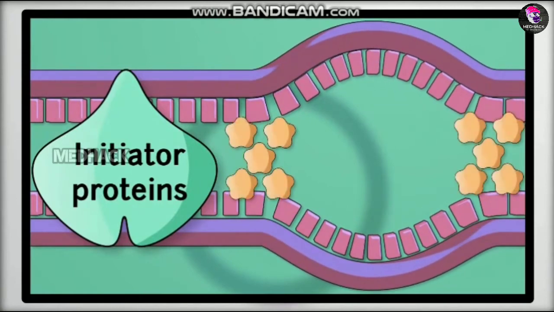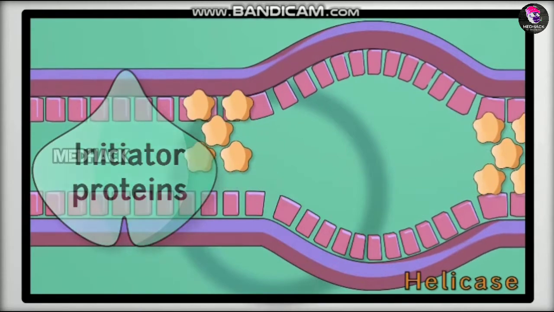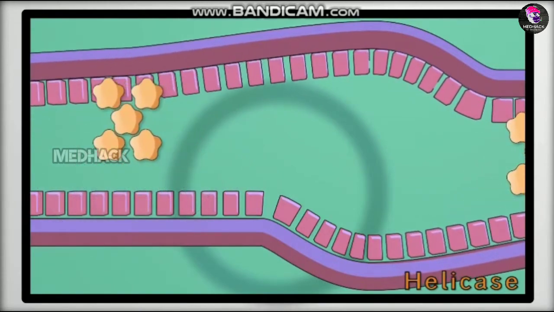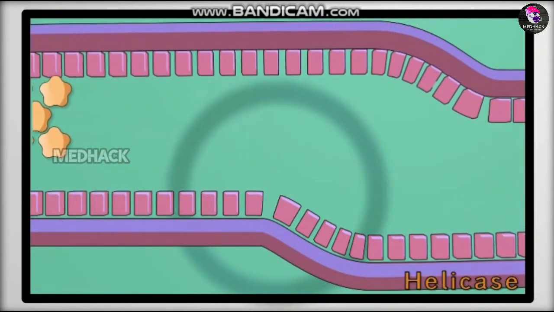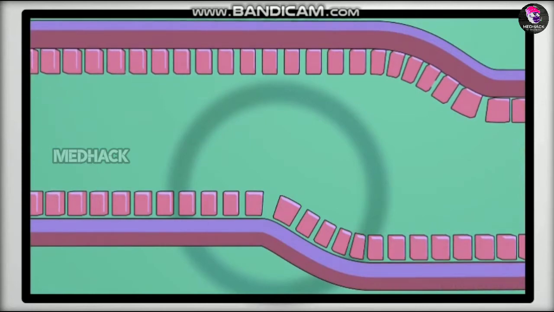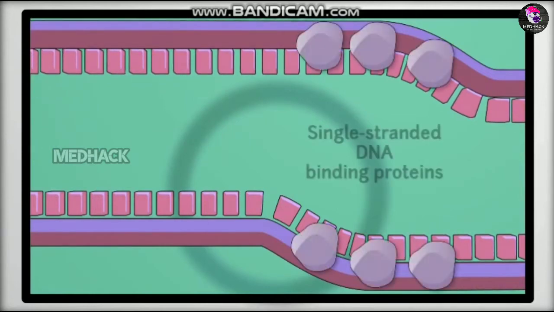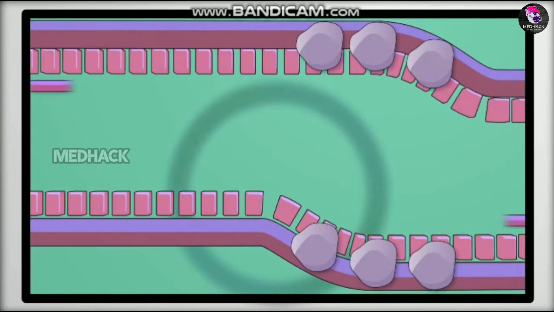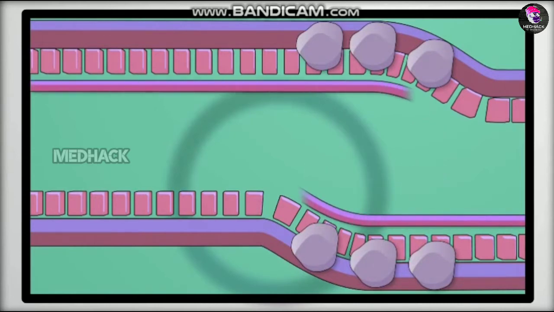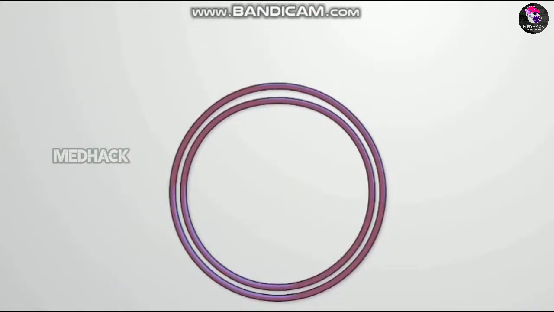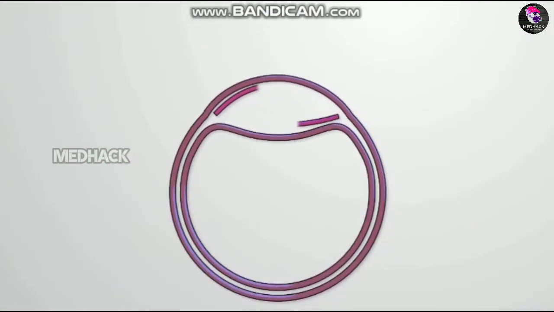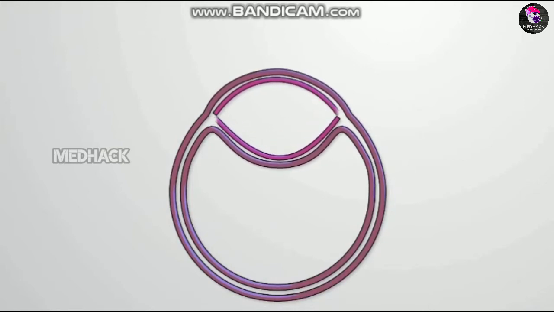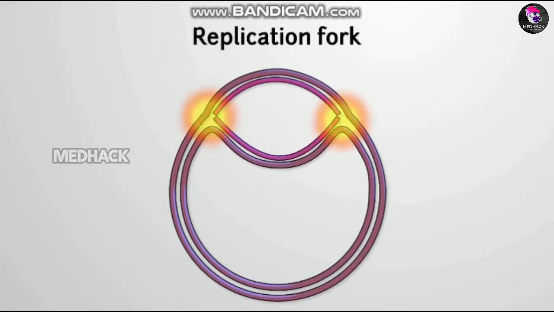Then, the enzyme DNA helicase binds to it and continues to unwind the DNA by breaking the hydrogen bonds between the complementary strands. The newly opened areas are stabilized by single-stranded DNA binding proteins. Each one can now serve as a template for the synthesis of a new strand of DNA. The unwinding and synthesis proceeds in both directions from the origin, creating two replication forks.